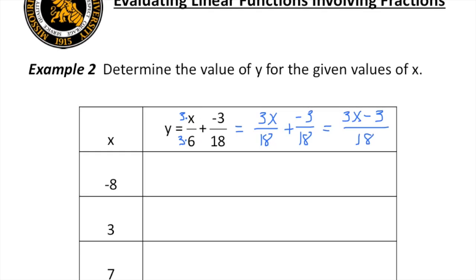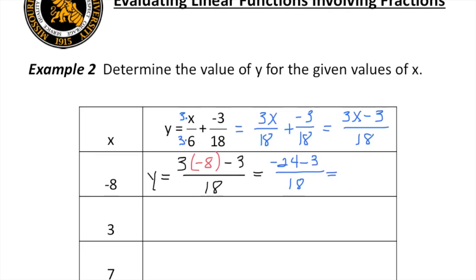Now evaluating this simplified version of our equation at -8, replacing our x with a -8 will be a little bit easier to compute. So performing the order of operations on the numerator, 3 times -8 is -24, minus 3, all over 18.